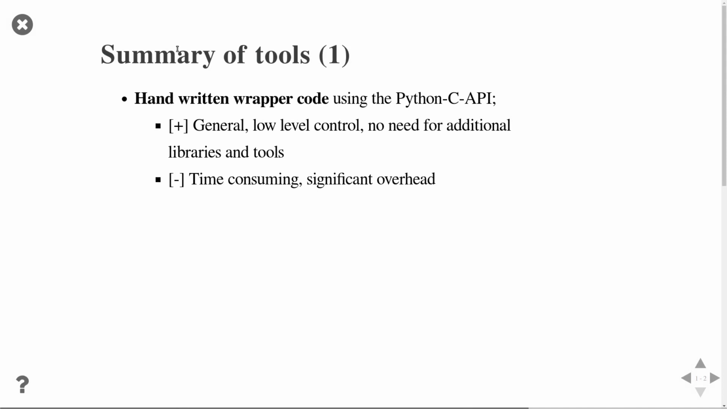So here's a summary of tools that you could use. So this is just to give you an overview. I will tell you much more about a specific tool, Cython, in a second. So the most low-level way that you could use is to handwrite the wrapper code between Python and C. So Python is written in C, and so there's this Python C API that you can use to actually call C programs or C functions from Python. So this approach is very general. You have a lot of control. There's no need for additional libraries and tools. But the disadvantage is that it's extremely time-consuming, and you have quite a lot of overhead, that implementation overhead and code overhead.